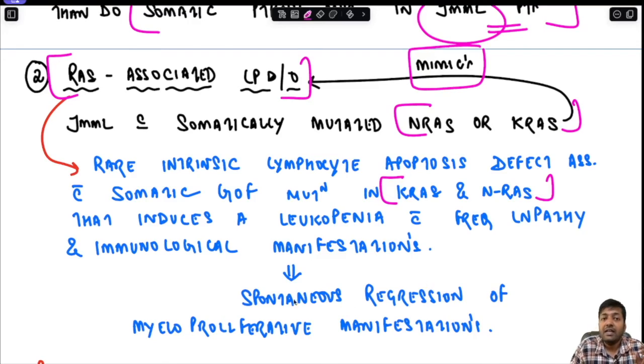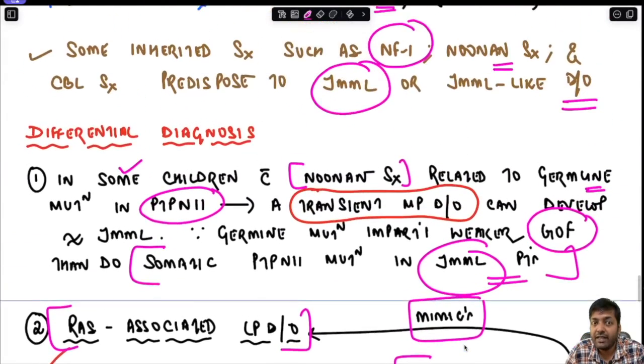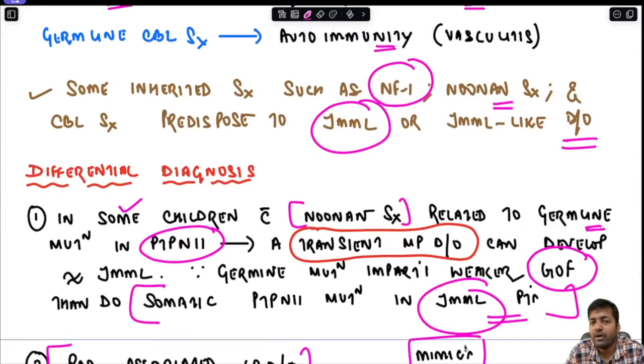But remember, this RAS associated lymphoproliferative disorder undergoes spontaneous regression, with spontaneous remission of all the manifestations. That is why it is important for you to differentiate it from JMML, because both of them have somatically mutated KRAS or NRAS genes. So this is very, very important for you to understand. These are the two important differential diagnoses.